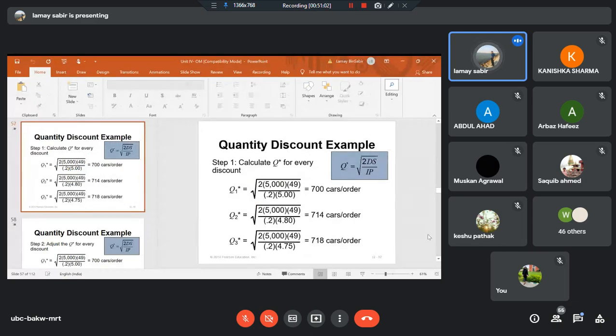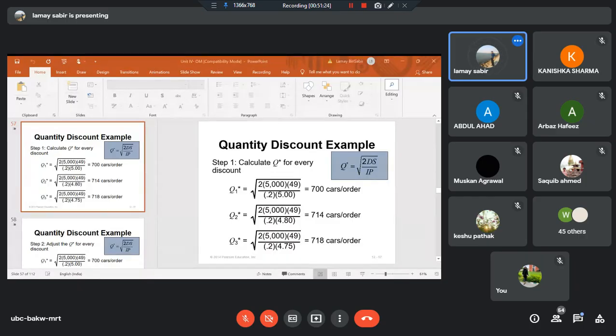So we have 3 calculations now. Focus your attention on the first calculation. It's very simple. Q1 is 700 cars per order. So Q1 is the first quantity, which is coming out to be 700 cars per order.